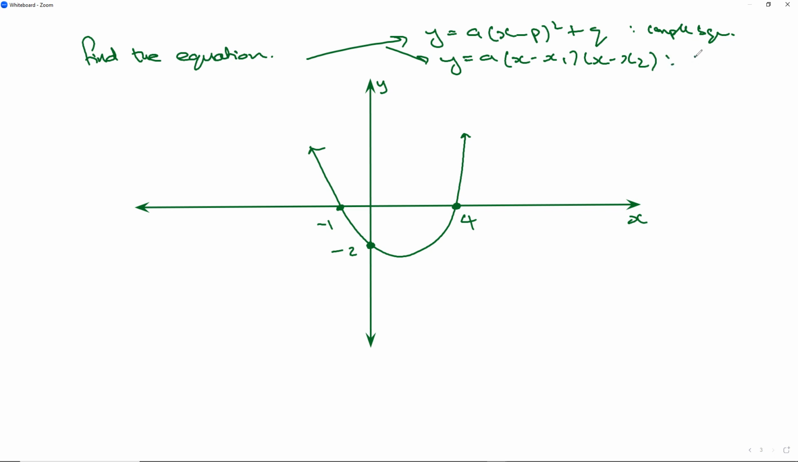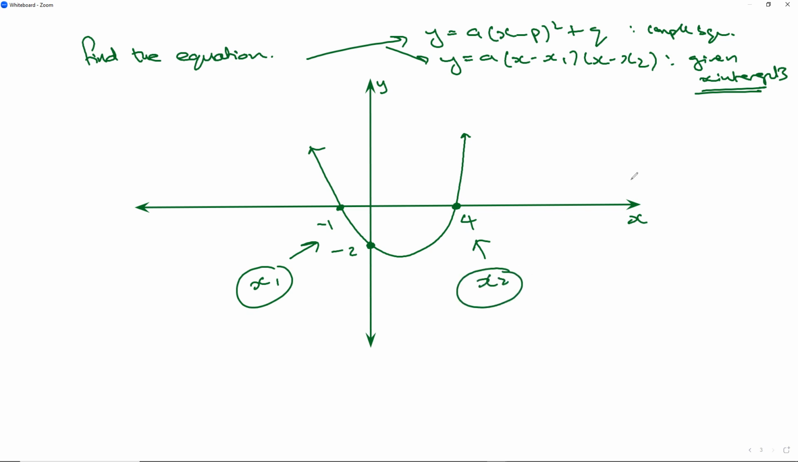This is the case where you're given the x-intercepts, and you can see in this particular example, we're given the x-intercepts. There's the x-intercepts over there, x1 and x2. So those are my two x-intercepts. So I'm going to use this form over here to get the equation. So I'm going to write it down. We've got y equals a (x minus x1)(x minus x2).